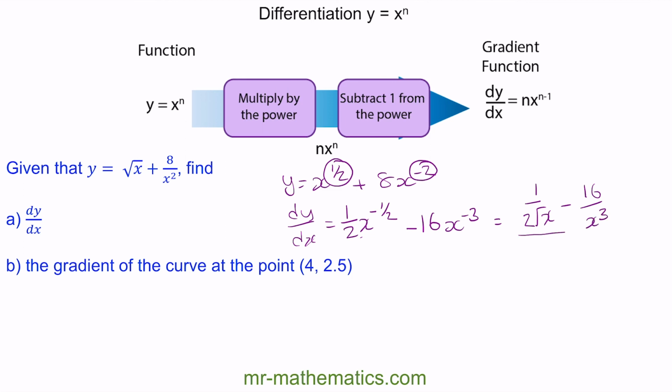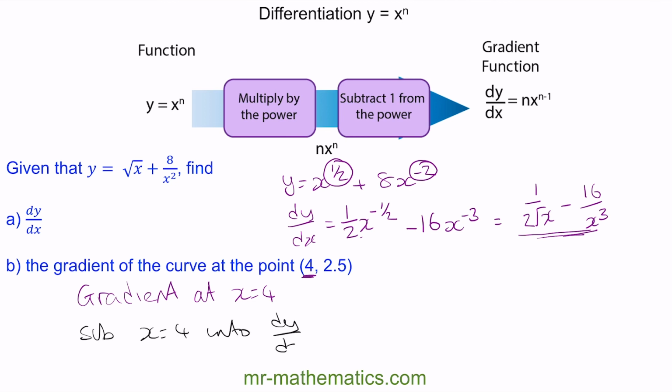Now this is the gradient function, which allows us to find the gradient of a tangent to the curve when we know the x value. And for part B, we've been told the x value is 4. So to work out the gradient, when x equals 4, we're going to substitute x equals 4 into dy by dx. So we have 1 over 2 root 4 minus 16 over 4 cubed. And this becomes 0. So we know when x equals 4, we have a horizontal tangent to the curve.